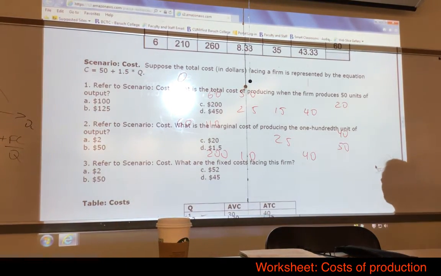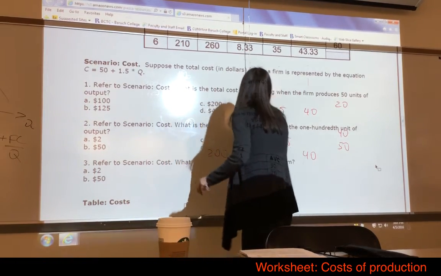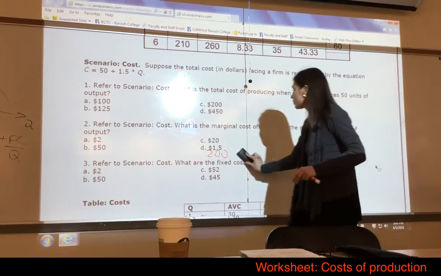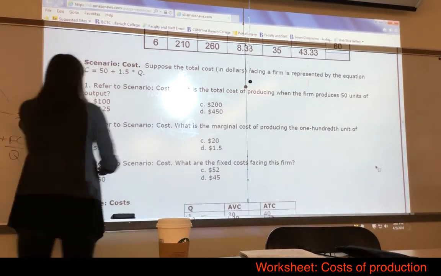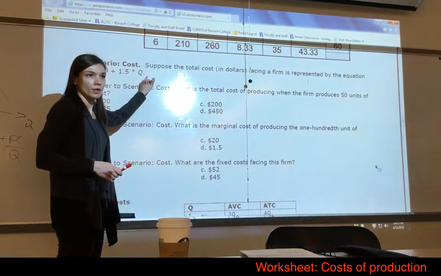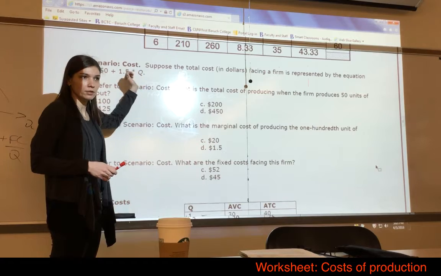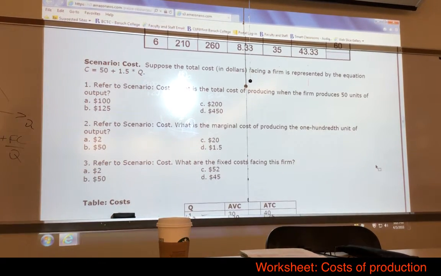Alright, so the next one we have an equation for total cost. It is 50 plus 1.5 times Q. So what do we know about that total cost curve? Well, it has an intercept of 50 and it's a straight line, right? It's increasing with Q always, and it's a straight line in this case.